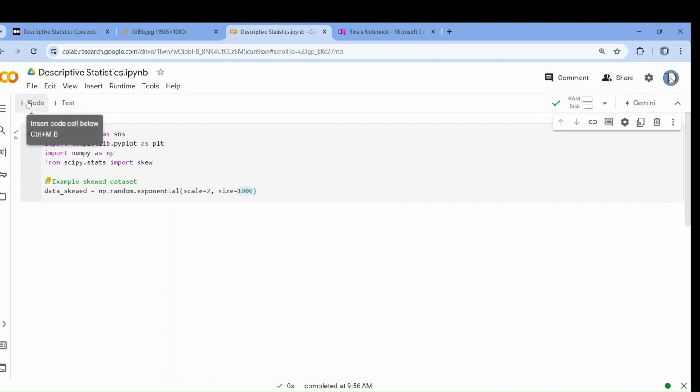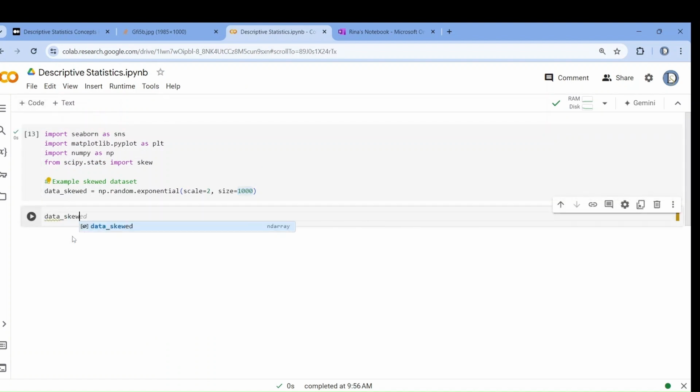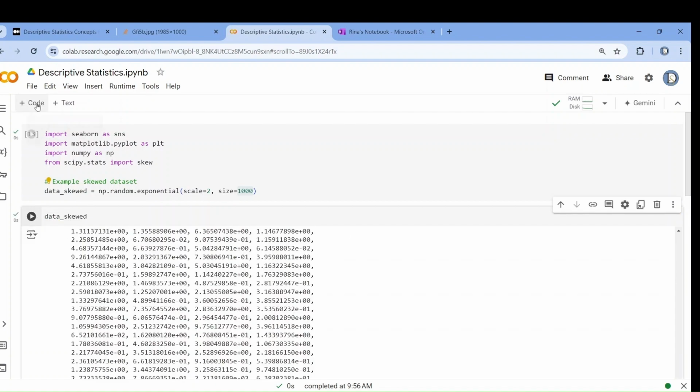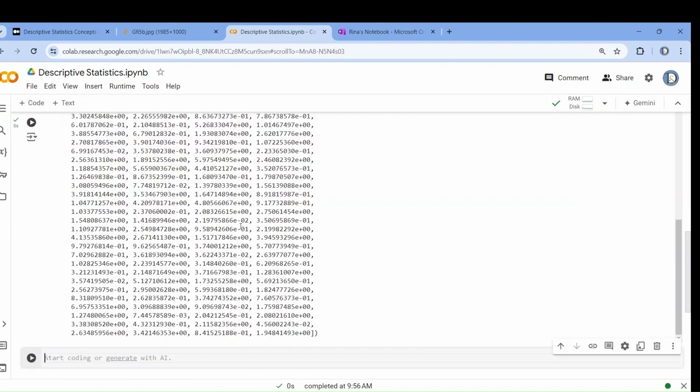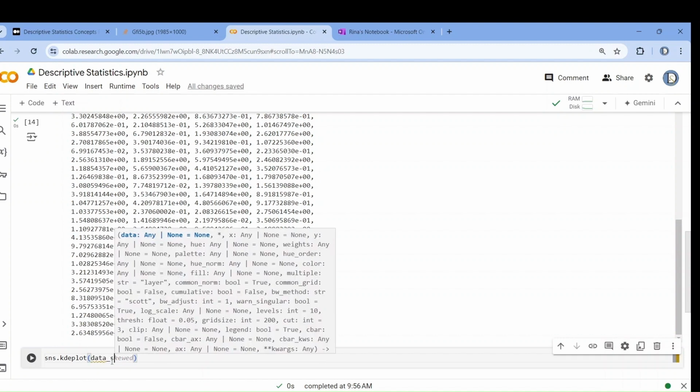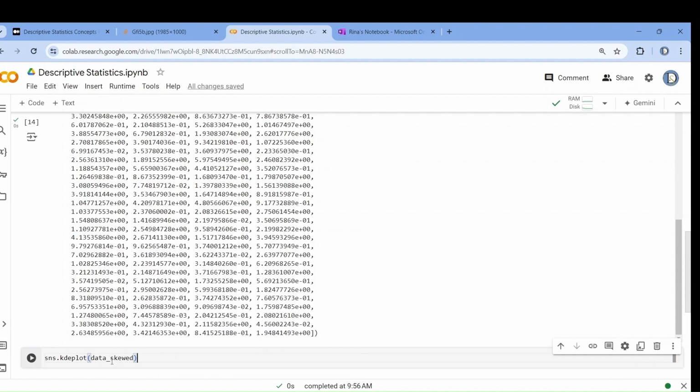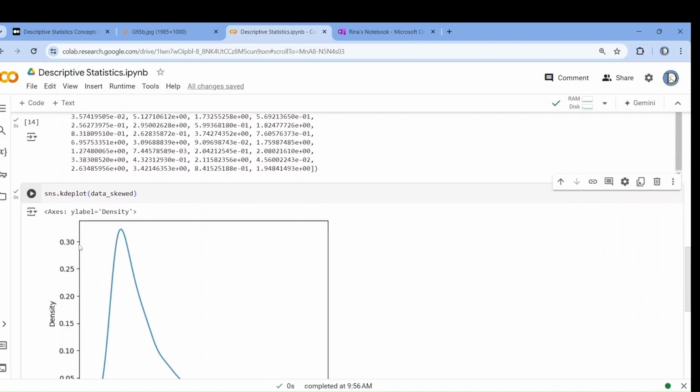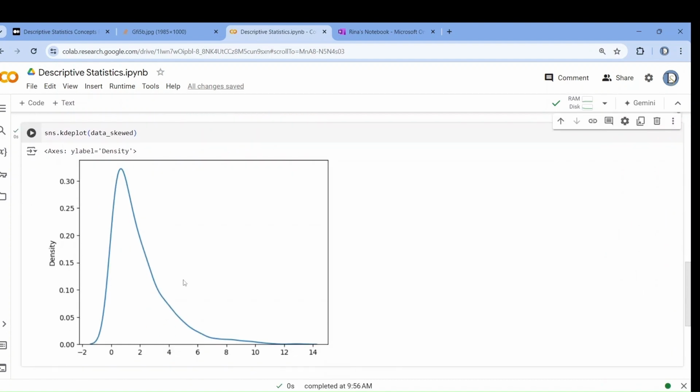Okay. Now just let me show you data skewed. Okay, these are random exponential numbers. Total 1000 numbers. Fine. Now if I want to plot this, then sns dot kdeplot. We studied this during Seaborn library. Inside this, we have to write data skewed. Now see if I run it. Clear? You can see the data set is skewed, positively skewed or negatively skewed. Tell me. Positively skewed because the right tail is longer.